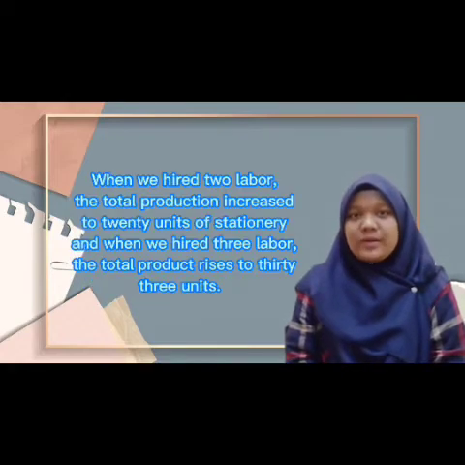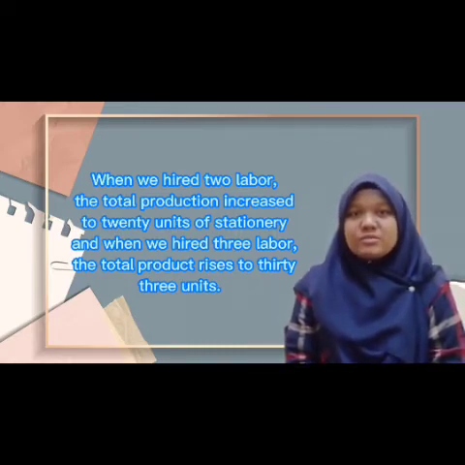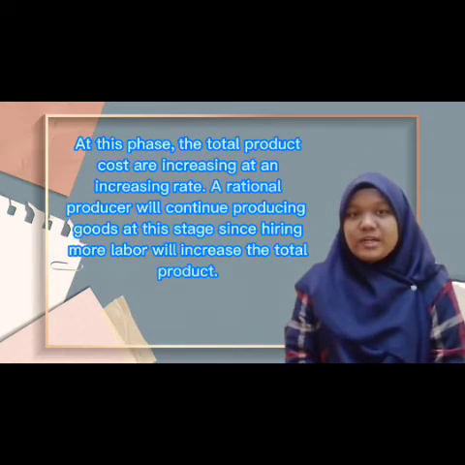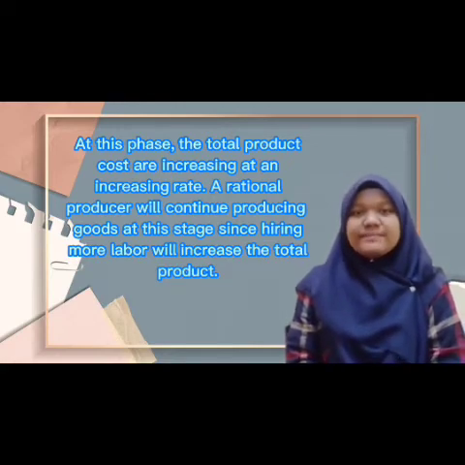When we hire 2 labor, the total production increases to 20 units of stationery, and when we hire 3 labor, the total product rises to 33 units. At this pace, the total product is increasing at an increasing rate. A rational producer will continue producing goods at this stage, since hiring more labor will increase the total product.